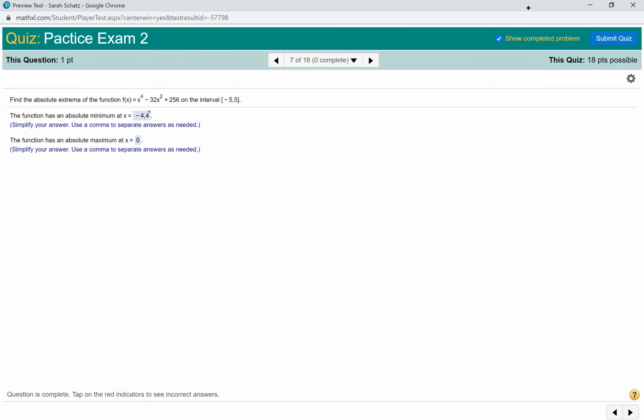Okay, so on number 7, we're looking for absolute extrema, so absolute min and max, on an interval. Notice our interval is closed from -5 to +5. You guys, only on a closed interval do we test our endpoints. So that's something to keep in mind as we go.